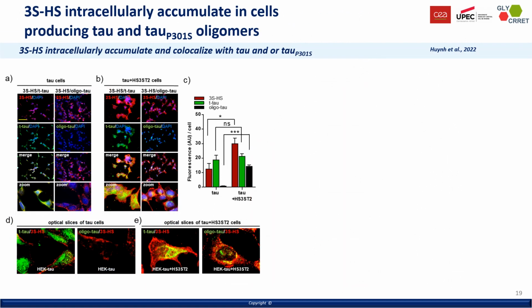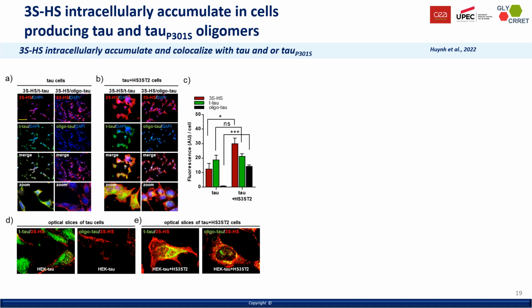So we were also investigating whether the product of this enzyme, the 3-OS HS, could have intracellular accumulation in these cells. When we look at figure A, we see HEK cells overexpressing the tau, and we took an antibody that could recognize 3-OS HS and we labeled them, and you see that in red. We also took an antibody that could recognize total tau, here in green, and you see tau localization. When we take an antibody that could recognize oligomeric tau, the T22, we did not see any signal. Figure B are HEK cells with the enzyme and tau overexpressed, and what we see here is co-localization of 3-OS HS and tau, but also with oligomeric tau.